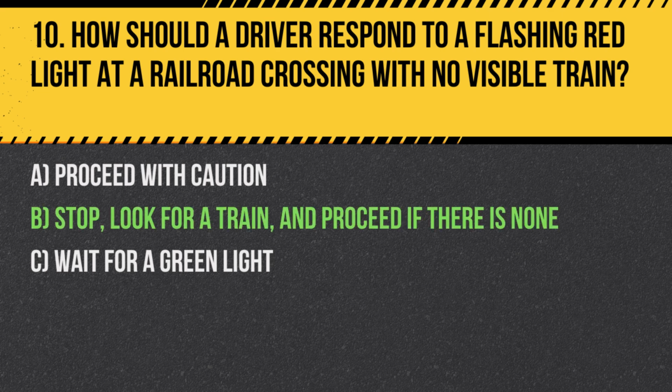Answer: B. Stop, look for a train, and proceed if there is none. A flashing red light at a railroad crossing requires drivers to stop and only proceed when they are sure no train is approaching.